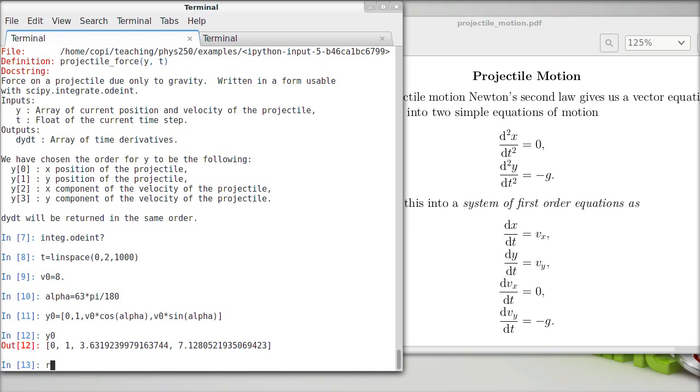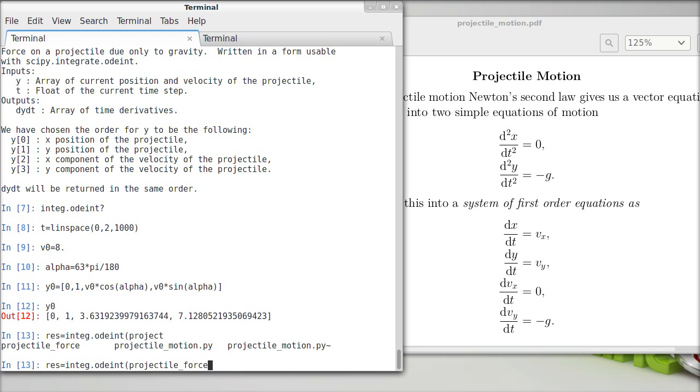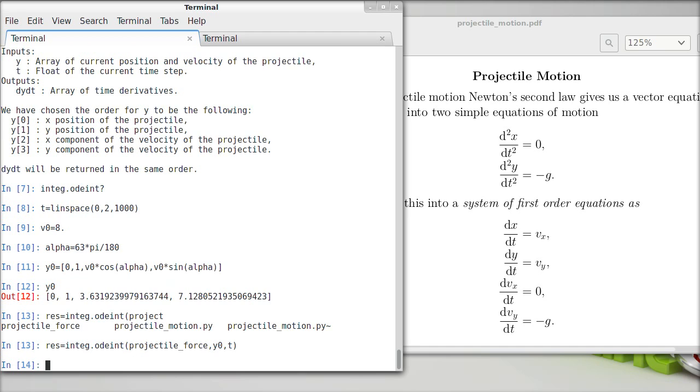So now we can use ODE_int to evolve our system of differential equations from these initial values up to the maximum time we specified in our array t, and it will evaluate it at each time step in this array. So let's go ahead and do that. Let's store the results in something cleverly called res. We feed it our function, which we called projectile force. We feed it the initial values, and we feed it the times. Okay. We run that, boom, runs pretty quickly. A pretty easy system of equations to solve.